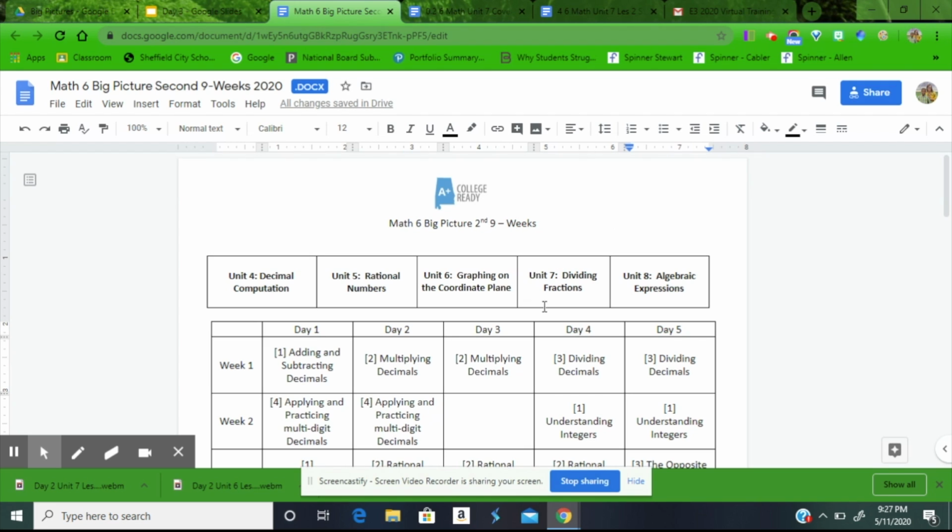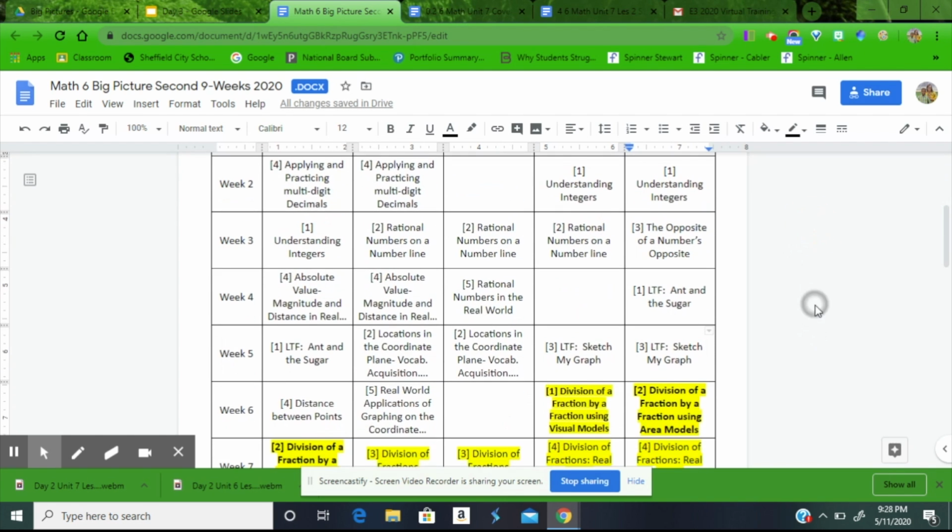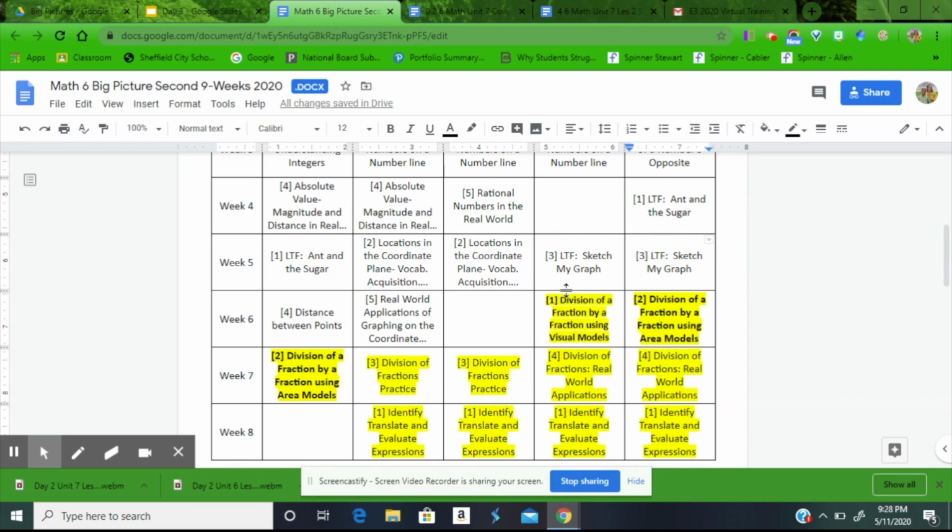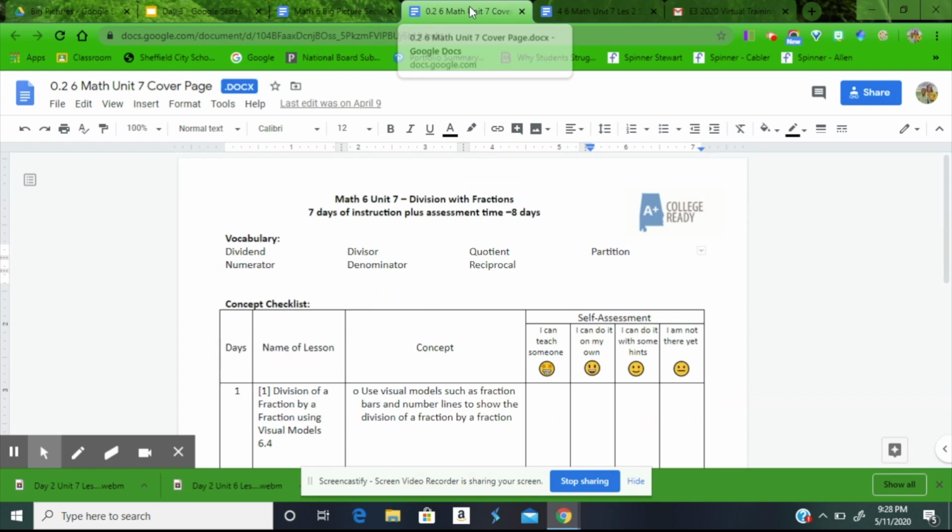If you'll notice here, Unit 7, Dividing Fractions, is located in the second 9 weeks. Scroll down, you'll see Lesson 1 that we talked about yesterday, division of a fraction by a fraction using visual models. Today we're moving on to Lesson 2, division of a fraction by a fraction using area models. And notice that is a 2-day lesson.